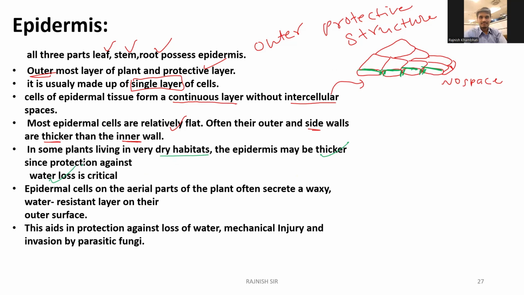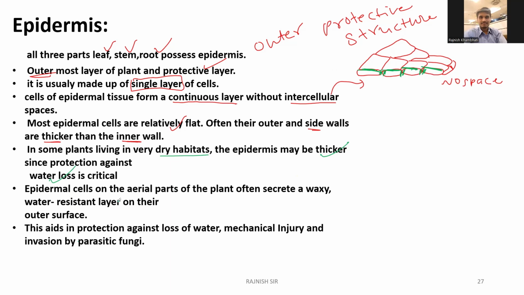But it is not normally happening because those plants living in xerophytic condition means kind of desert condition where the water is scarce, okay, low. In them, their epidermis cells are very, very thicker. And why it is so? So that they can stop the loss of water.